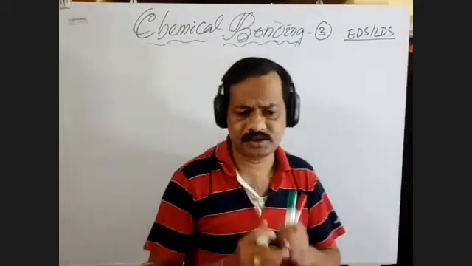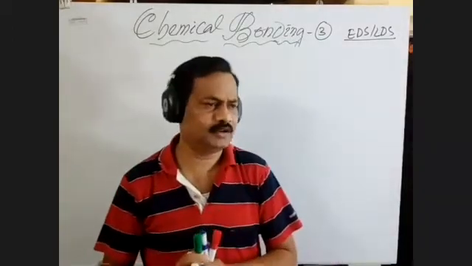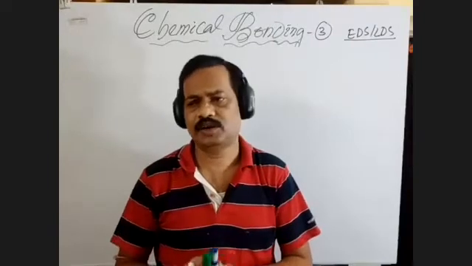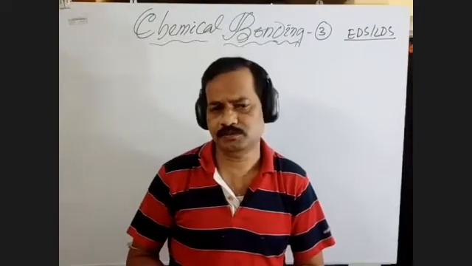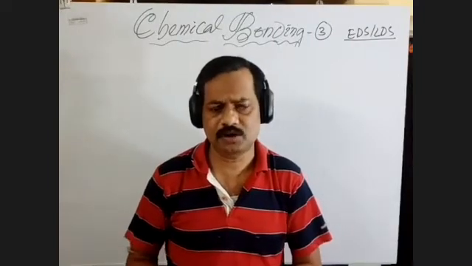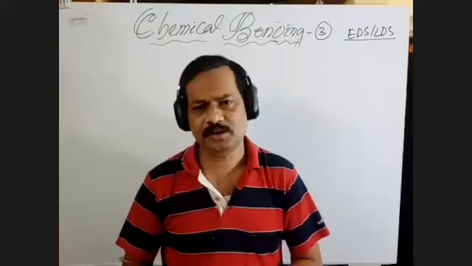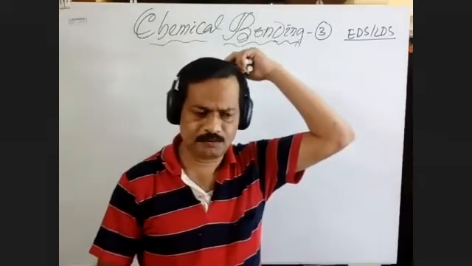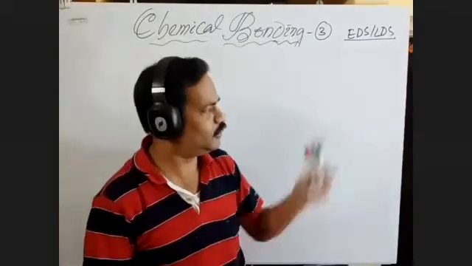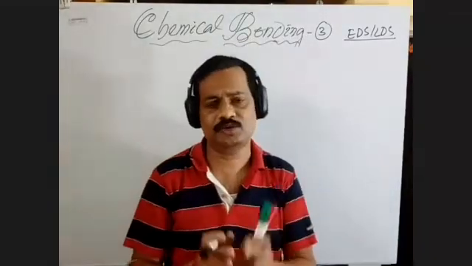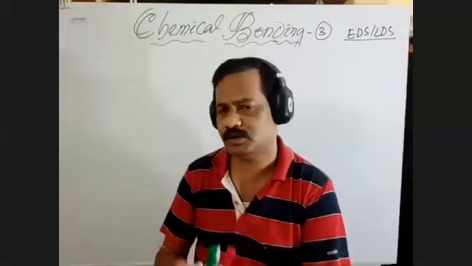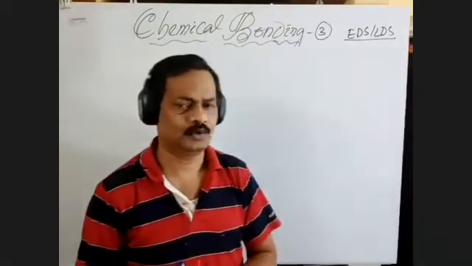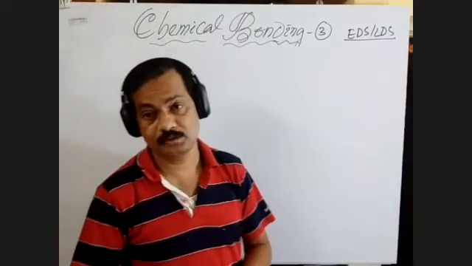So G.N. Lewis suggested that because most electrons are not participating in the bond formation, what is the use of representing them? There is no use. So it is better to represent only the electrons which participate in the chemical bond formation. So who participates in the bond formation?